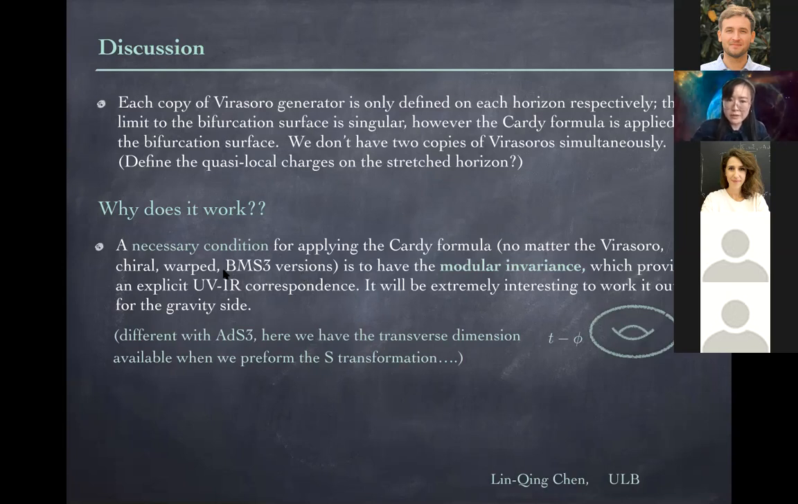However, to prove the Cardy formula for all those related symmetries, you need the modular invariance of the CFT, which provides an explicit UV-IR correspondence. It will be extremely interesting to work it out. Where is this modular invariance on the gravity side?